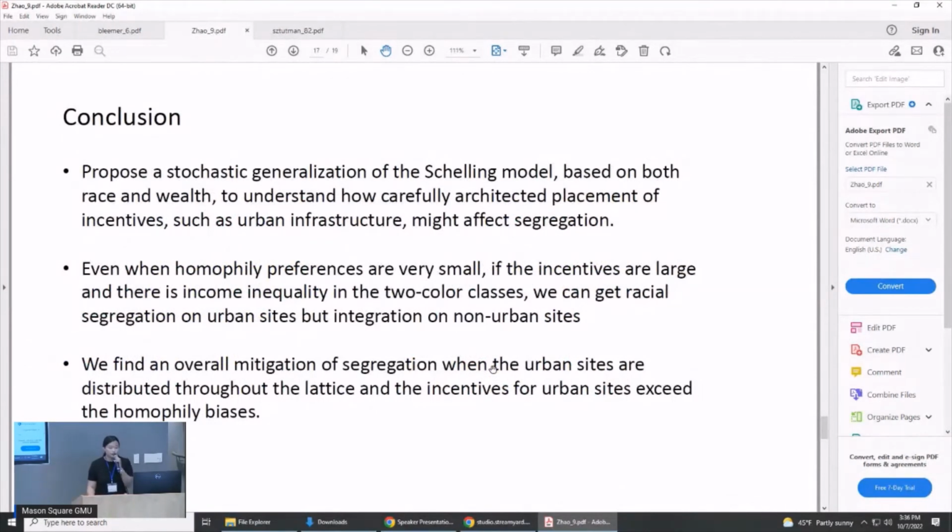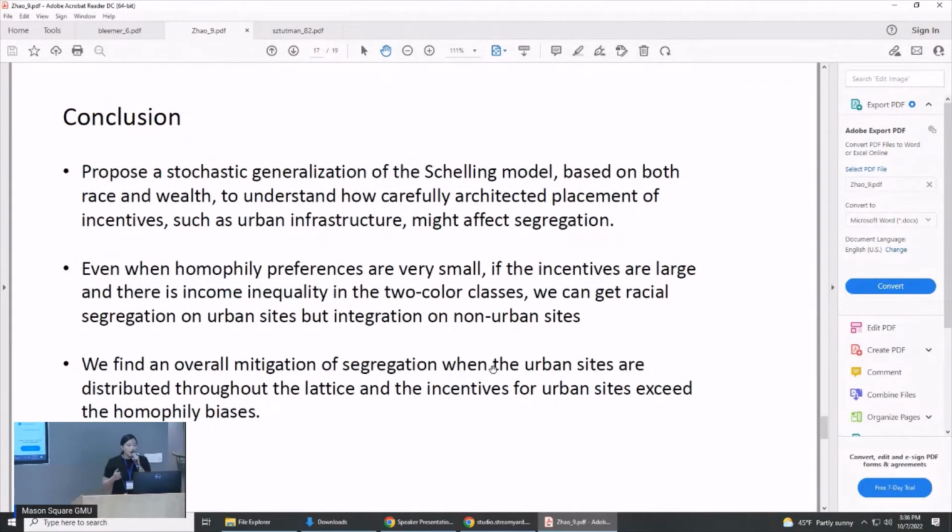So now let's conclude our paper. We propose the stochastic generalization of the Schelling model based both on race and wealth to understand how carefully architected placement of incentives, such as urban infrastructure, might affect segregation. And we proved a set of scenarios. We found two very interesting.